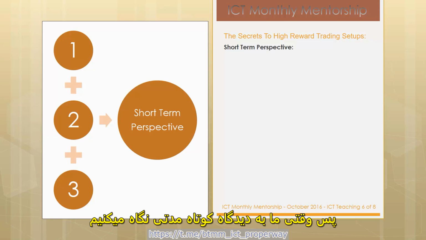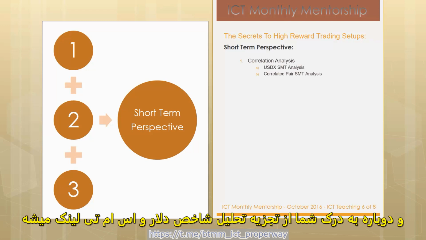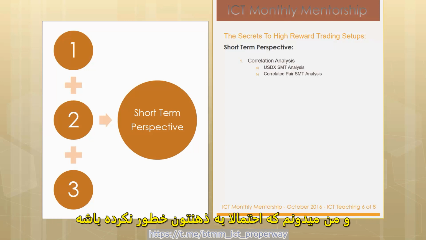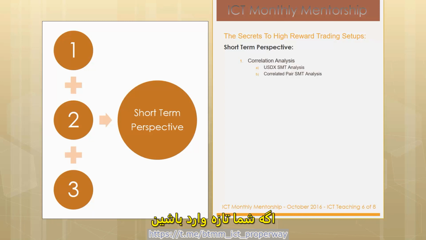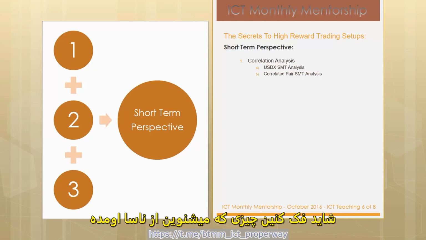Okay, so when we look at short-term perspectives, we're going to be looking at the correlation analysis, and again, that is going to be linked to your understanding of the U.S. dollar index SMT analysis, and I know that probably went way over your head if you're new. If you never went through my free tutorials, that probably sounds like something you hear from NASA.